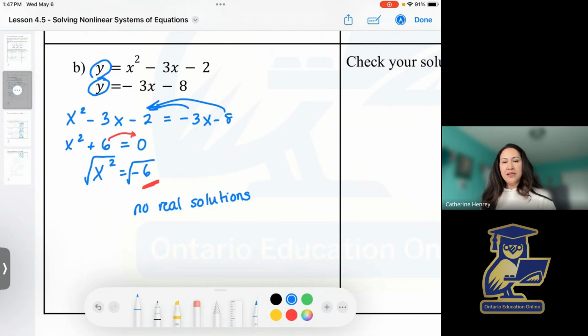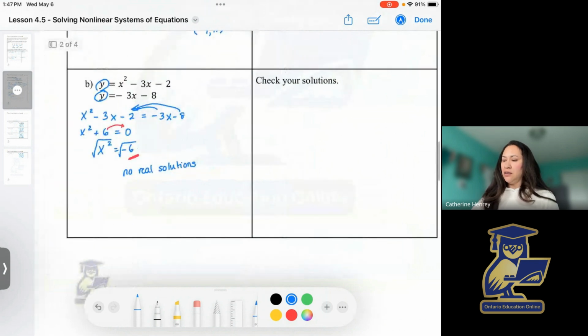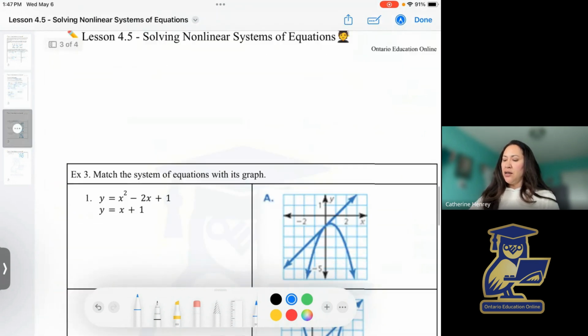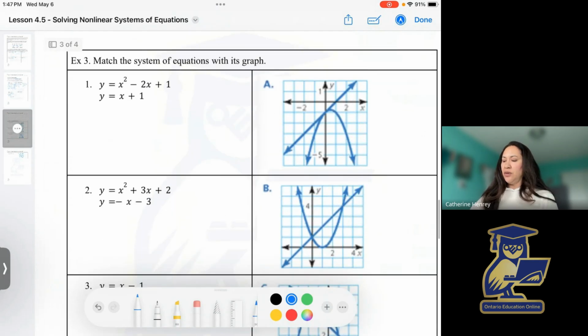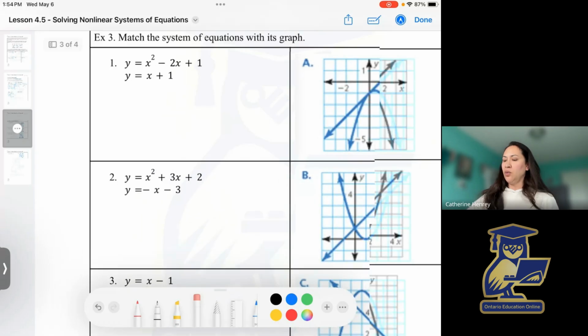And this happens to be done. We have no solution, so there's nothing to check. All right, so the last one I want to do is take a look at matching the system of equations with the graphs that you have. So let's look at system number one.